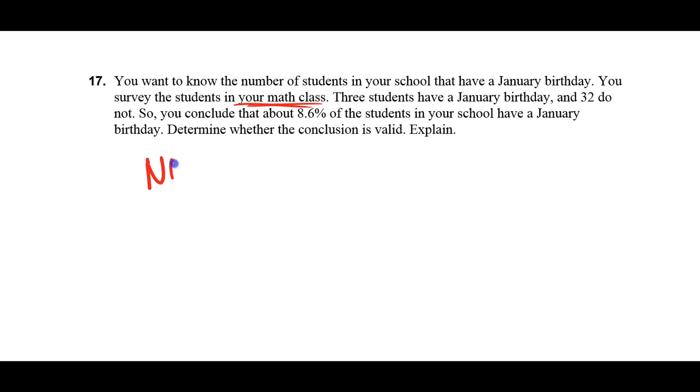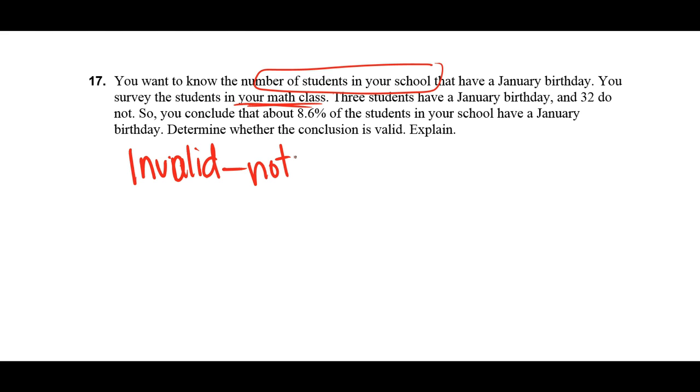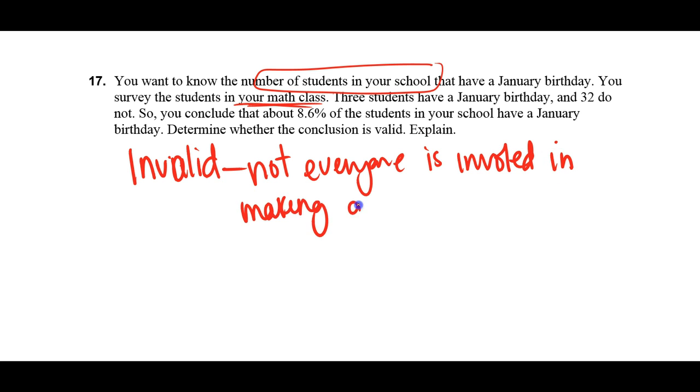This is an invalid situation, because if you want to test the number of students in your school and you only ask your math class, not everyone is involved in making the decision. So that is invalid. Okay, and when something is invalid, you cannot make this prediction of 8.6% of students have a January birthday. You can only make predictions when your claim is valid.